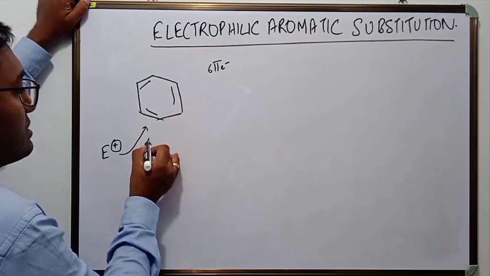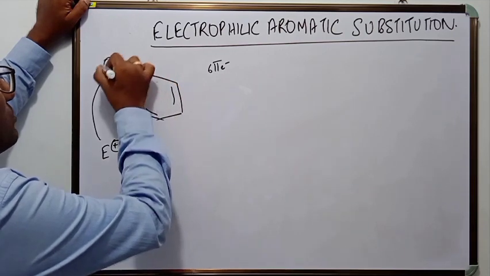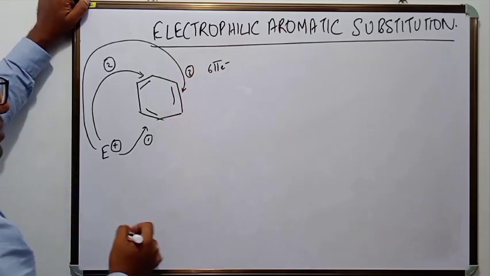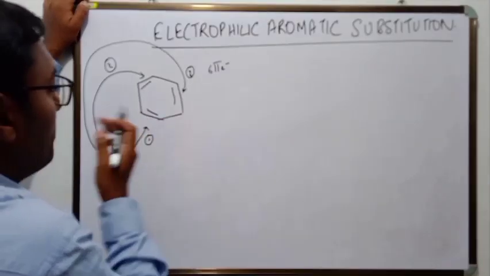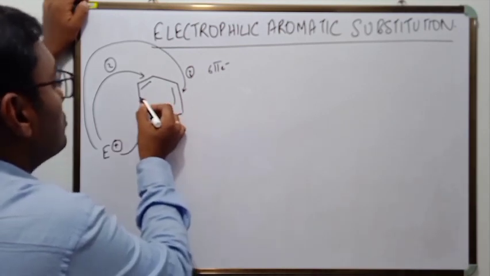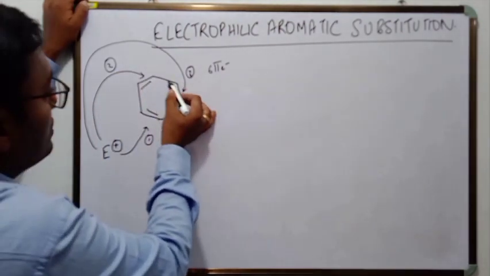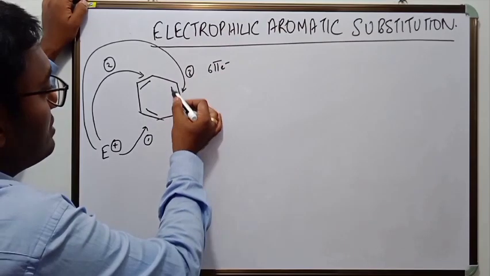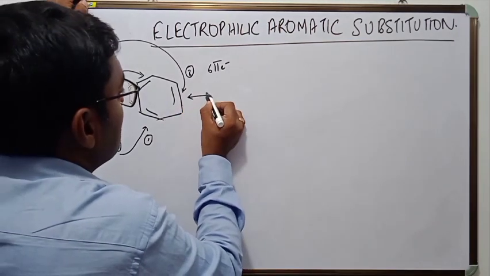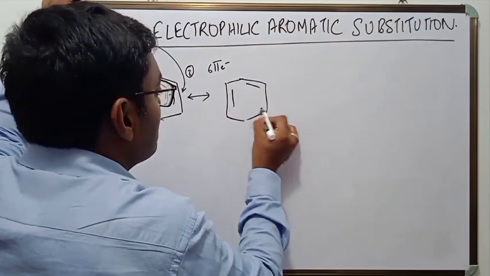Now there can be 3 cases. It can try to attack from this position, from this position, or from the third position. If the electrophile attacks from the first approach, then at the next moment this double bond would shift to here. Similarly, if it attacks from the second position, this double bond will shift here. And in the third case, if it attacks from the third position, it would shift here. So you will get a second structure of benzene like this.